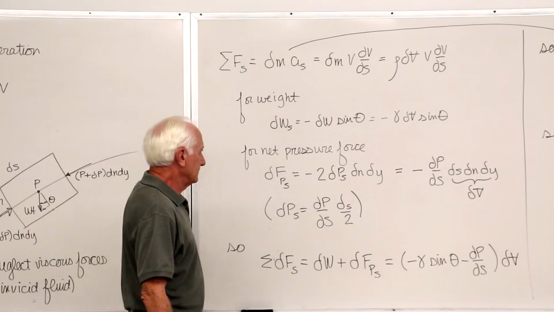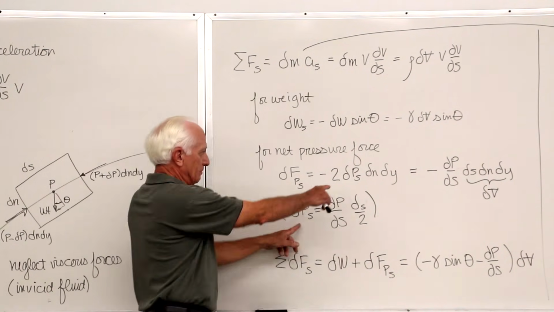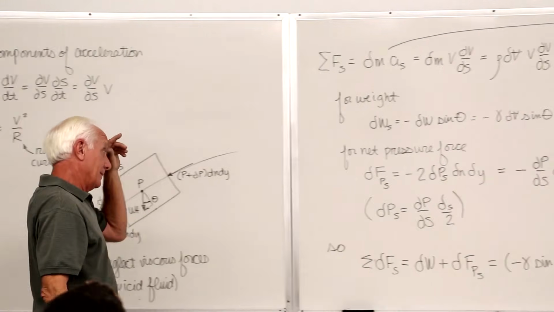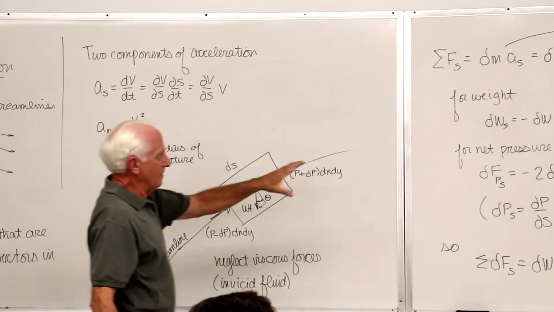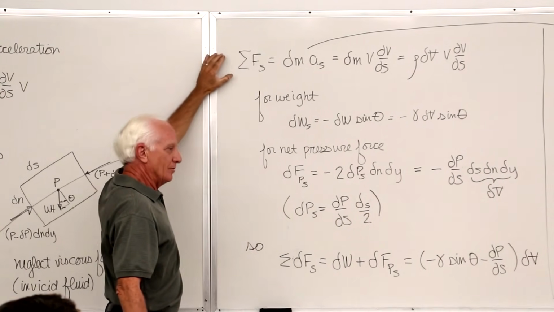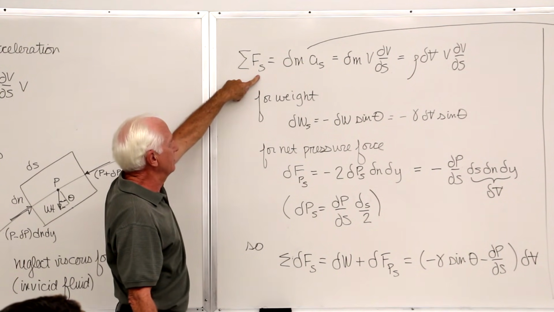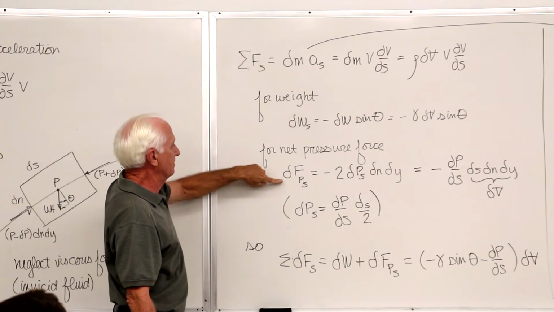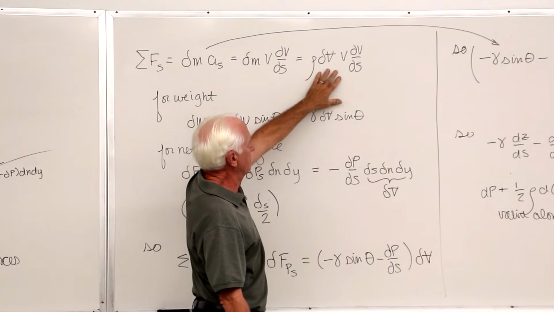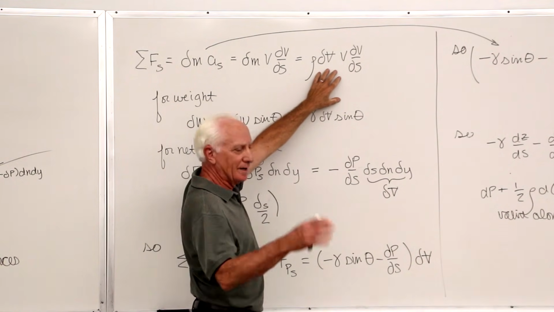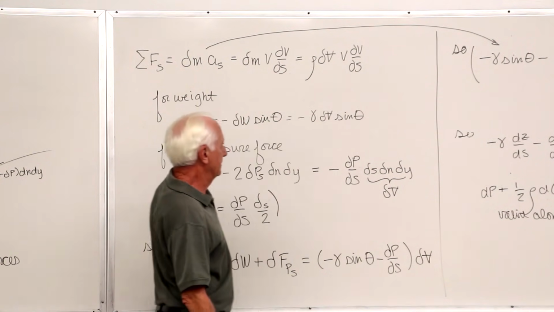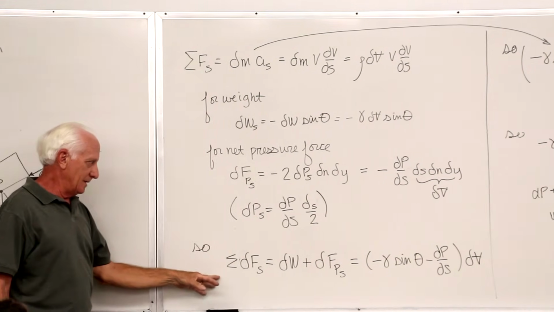Put that in there. So we have the net pressure force in the s direction and the weight in the s direction. With the equation, the summation of forces in the s direction equals weight plus pressure, which equals mass times acceleration. This term is mass times acceleration, redone in a little better format: rho dV times velocity times dV/ds. Put all that into the equation. Here it is down here.